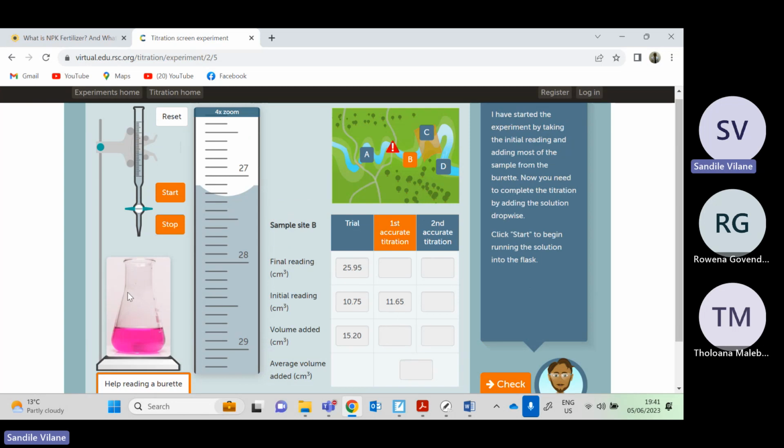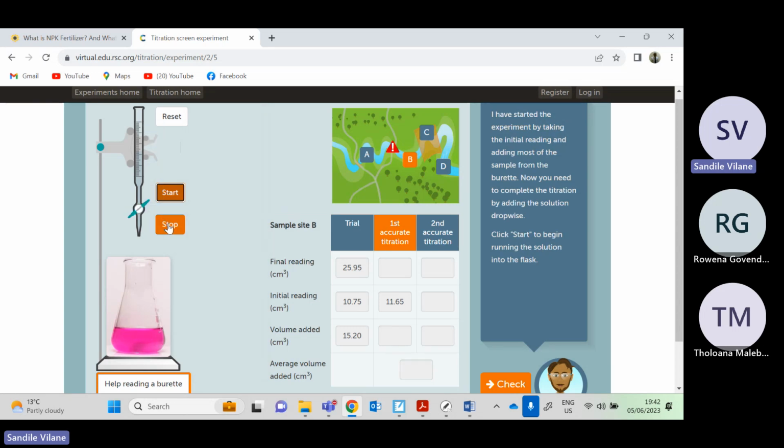I have started the experiment by taking the initial reading and adding most of the sample from the burette. Now you need to complete the titration by adding the solution dropwise. So click start to begin. Let us now titrate. First, accurate titration. Let's check that. The same thing that we've done. So we are titrating.